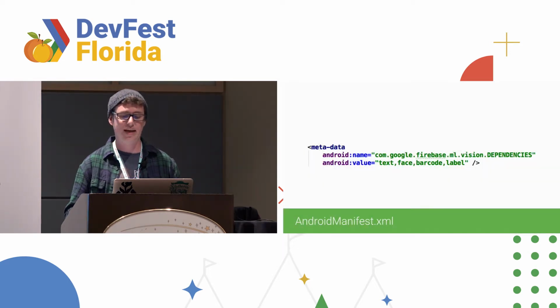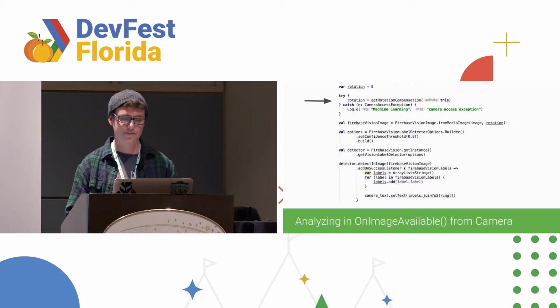Next, you'll need to go into the Android manifest file and include the metadata related to the type of classifiers you would like to use in your product. So here we can see that we're including model dependencies for text recognition, face detection, barcode scanning, and object labeling. Although you can include the dependencies for multiple parts of MLKit, we'll actually only need the label value for this example.